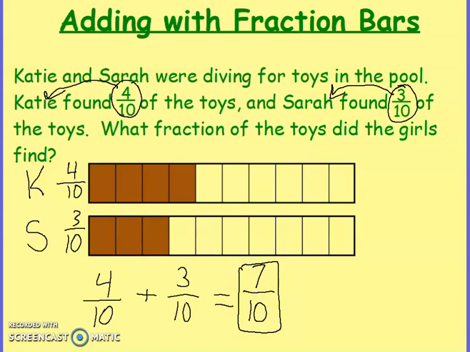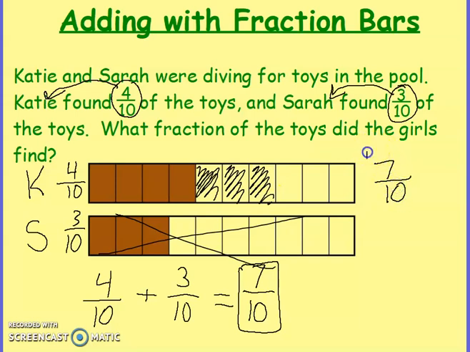Now we could also use our models to help us solve this. Let's take the smaller model, in this case it's the 3/10, and move it up here. 1, 2, 3, we'll shade in. 1, 2, 3, and we'll just kind of ignore Sarah's now. So now there's 1, 2, 3, 4, 5, 6, 7 out of the 10. 7/10 is what they found. We can see it in the model and we can see it in our equation. Let's move on to subtracting.